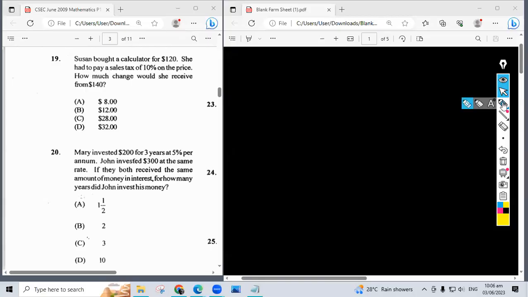So for number 19, I'm going to use the cross. There are two things we're dealing with here, percentage and money. The original price, when she was buying it, was $120, before she paid any tax on it. That 100% represented a value of $120. So now she has to pay a sales tax. That means the price is going to get higher, and nobody likes tax, right? So there's 10%, it will be 110. What value will that represent now?